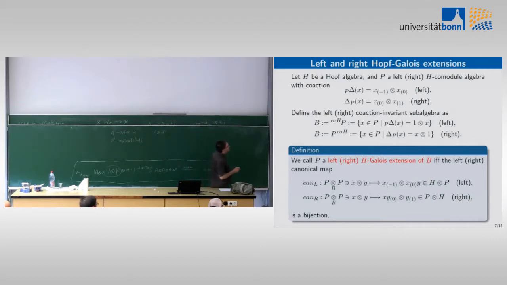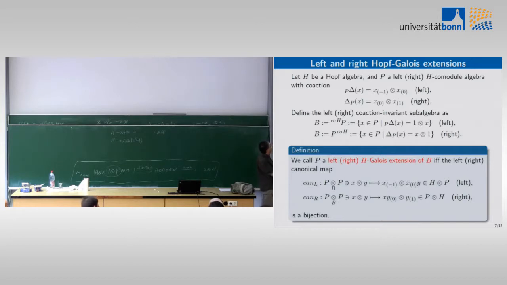So when do you call such a coaction, respectively left and right, Galois coaction, and the whole thing an H-Galois extension, I mean the extension of this subalgebra B to the big algebra P? Well, you call it that when the following map is bijective. So what you do here is you take, in the left version, the right leg of this balanced tensor product P tensor over B P.